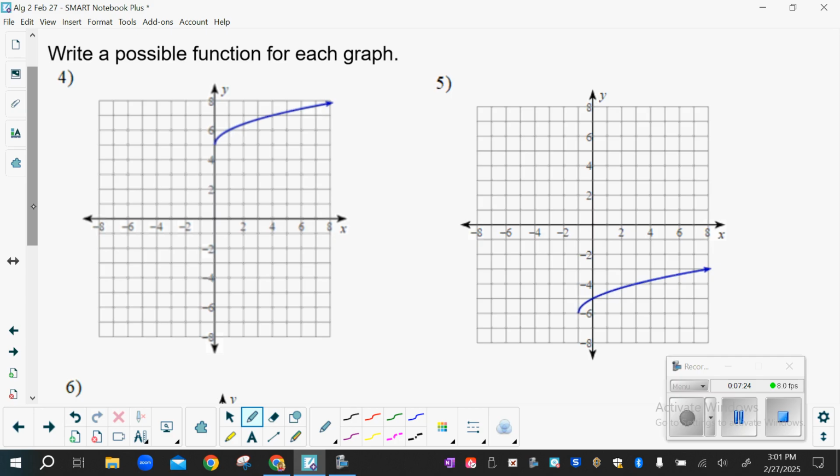Attention back up here, please. So now what we're doing is we want to write a possible function for the graph. What kind of a function is this? Raise your hand, please. It is a radical function. We know it's a radical function because it's just like the ones we've been looking at, that half of a parabola.